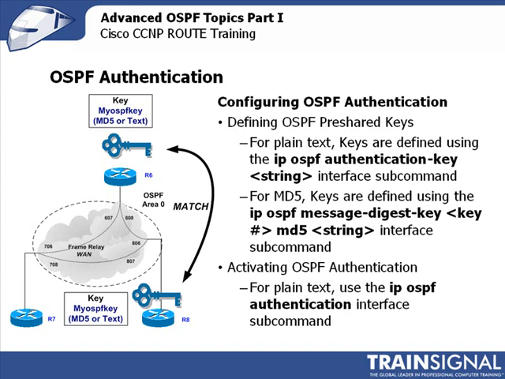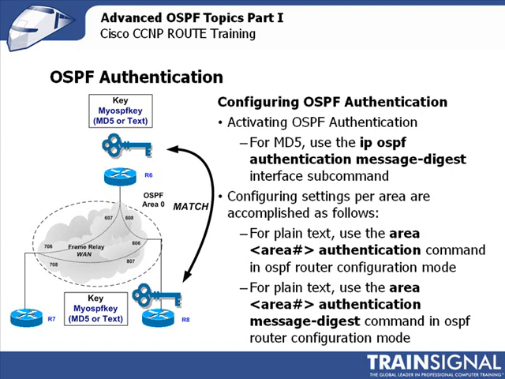For MD5 mode, it's ip ospf message-digest-key, then the number, md5, and the string. And again, this is also done on the interface. Once you've defined the key, you have to actually enable the process on the interface. For plain text, it's the ip ospf authentication interface subcommand. And for MD5, it's ip ospf authentication message-digest. Both those commands need to be on the interface or it won't operate.